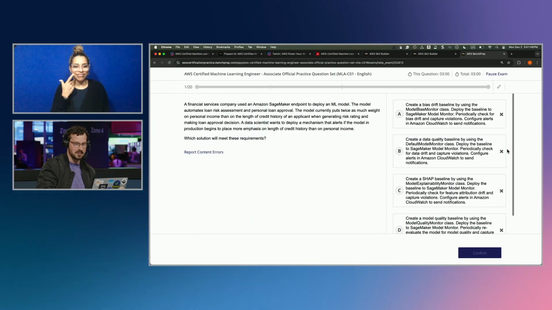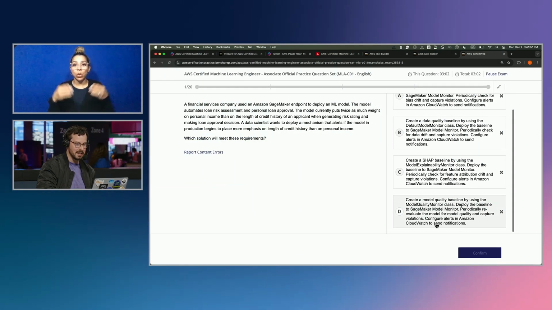Can you read D for me? And does it say alerts? D is going to be focusing on, it does include send notifications.